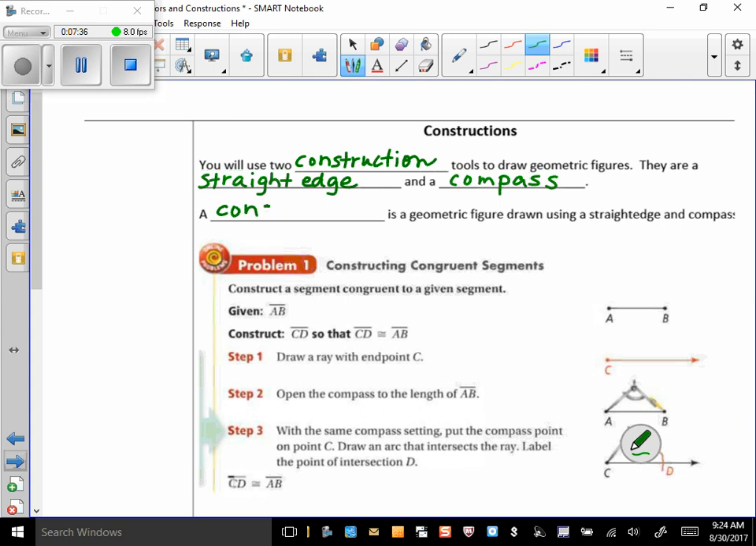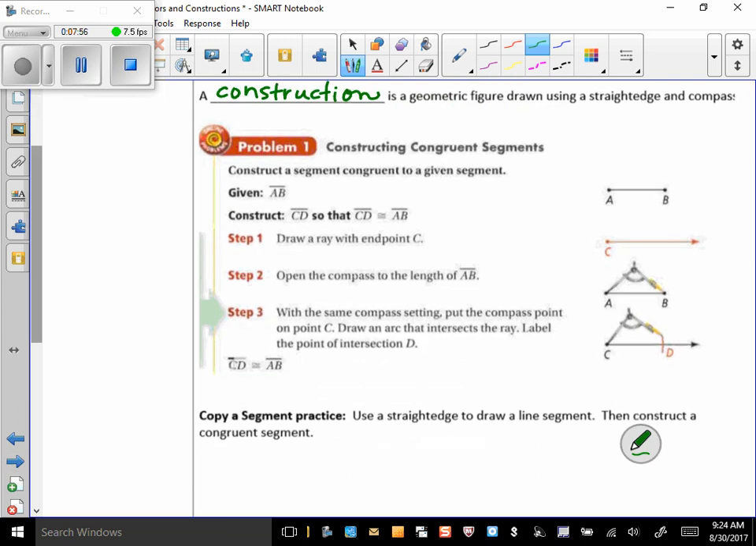Okay, and when we talk about a geometric figure drawn using a straight edge and a compass, that is known as a construction. You never are going to freehand anything in a construction. You're never going to measure. And if I tell you to construct an angle, you're not going to use your protractor to measure a 90-degree angle. We just use a compass and straight edge.